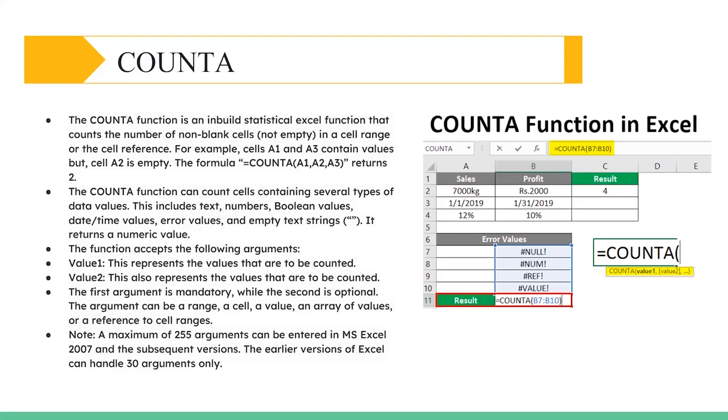For example, cells A1 and A3 contain values, but if cell A2 is empty, then the formula CountA of A1, A2, A3 returns 2. So here, if I do CountA of A2, A3, A4, I'll get 3. Same for B2, B3, B4. But for C2, C3, C4, I will only get 1 because only one cell is non-empty.